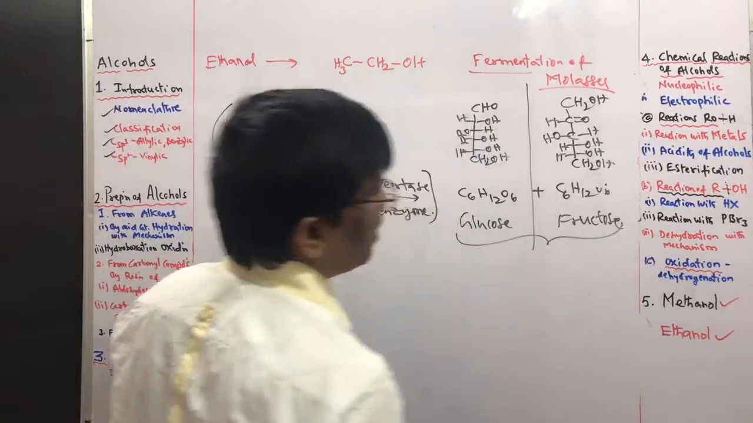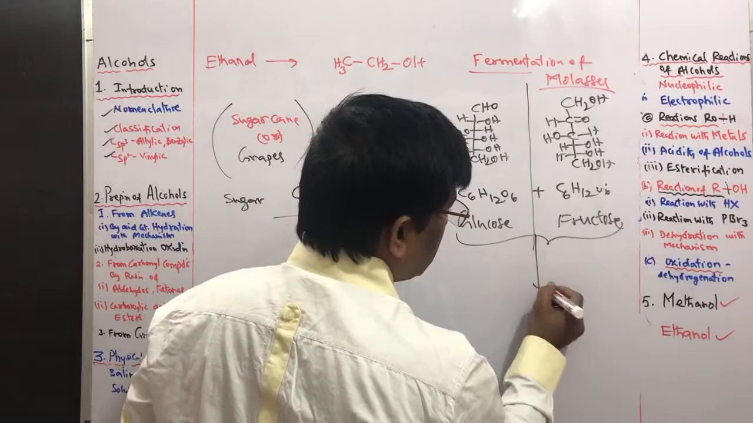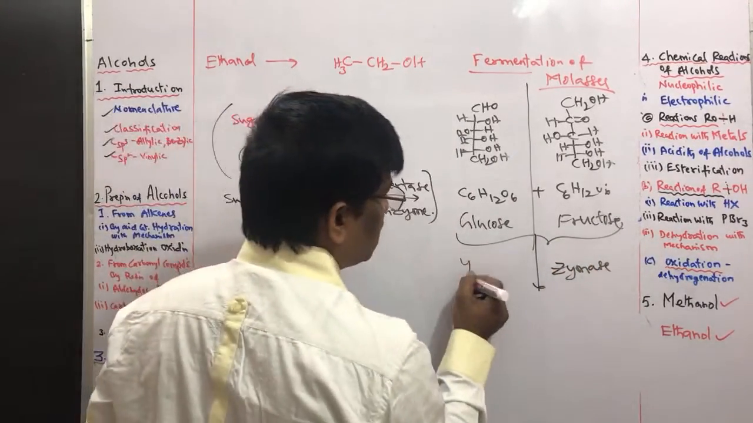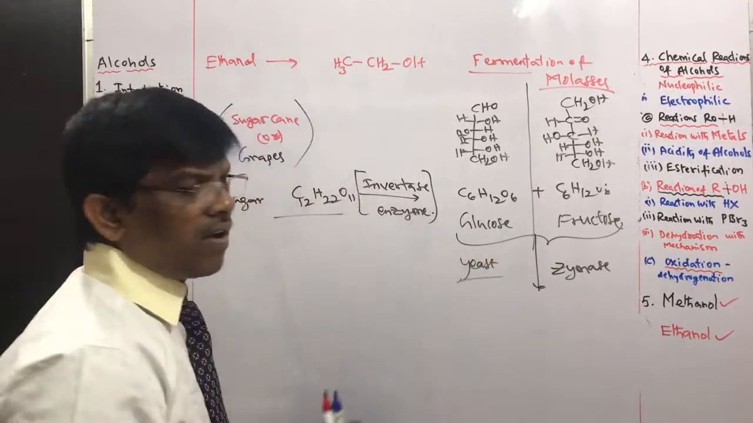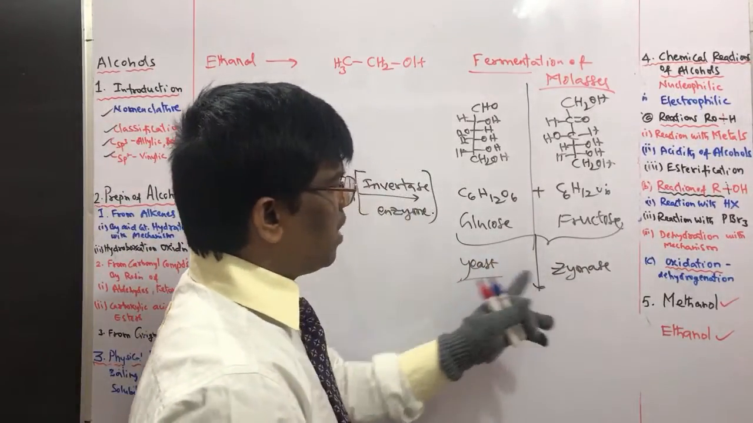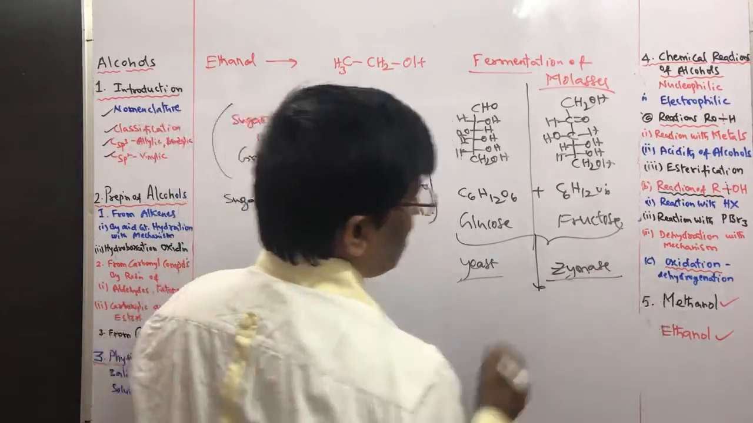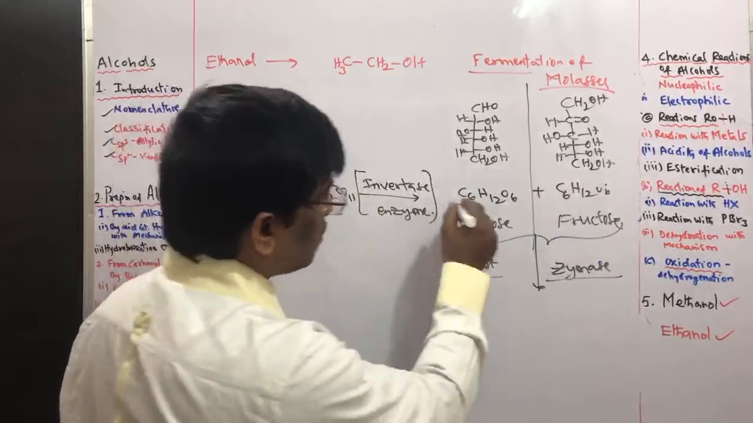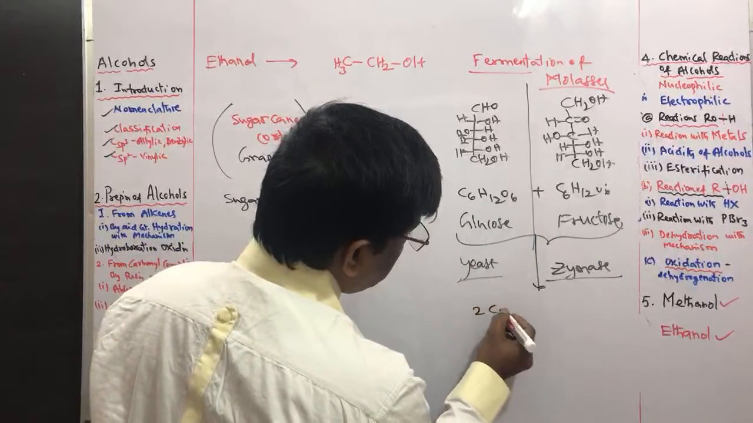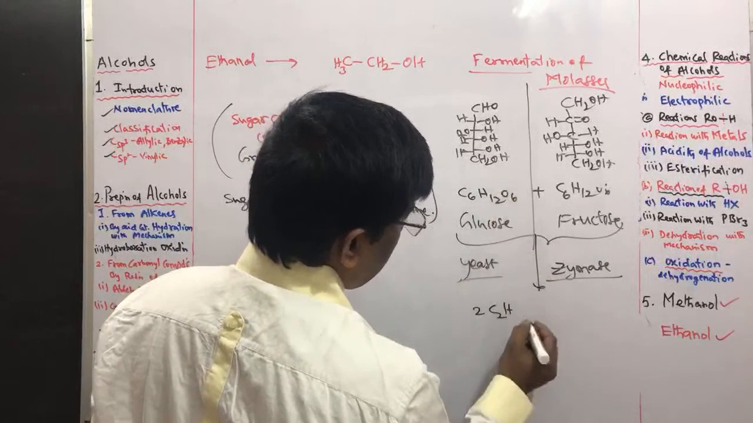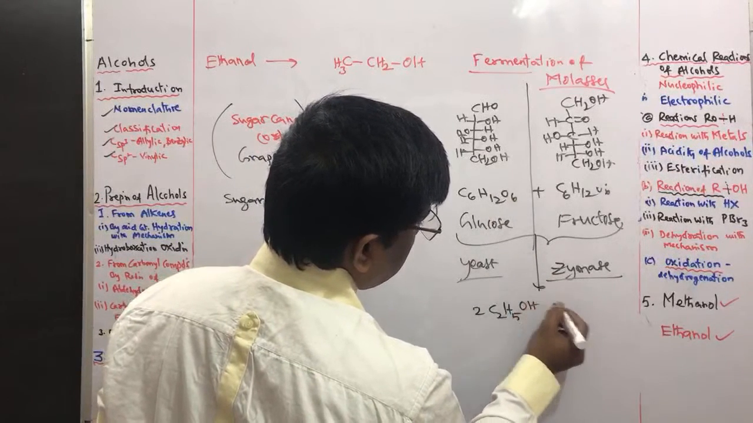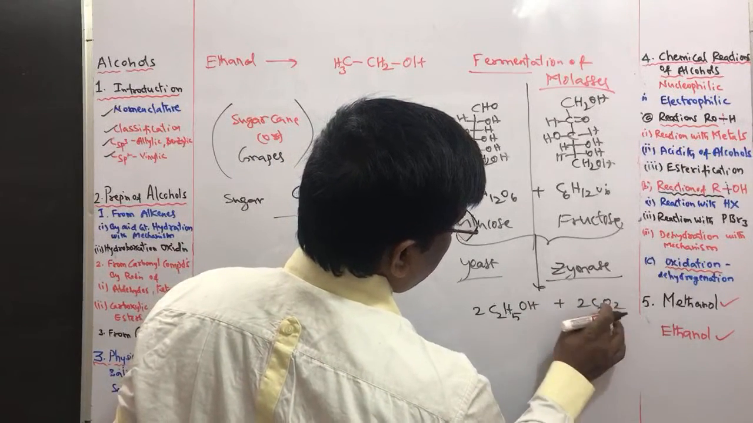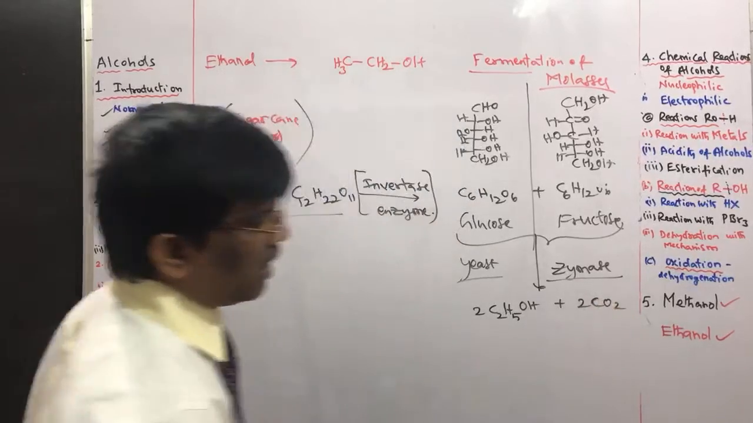This mixture, upon treatment with zymase, the enzyme from yeast. So this is the enzyme zymase from yeast. This zymase comes from yeast and it is also an enzyme. It converts glucose as well as fructose into 2C2H5OH plus 2CO2, right?